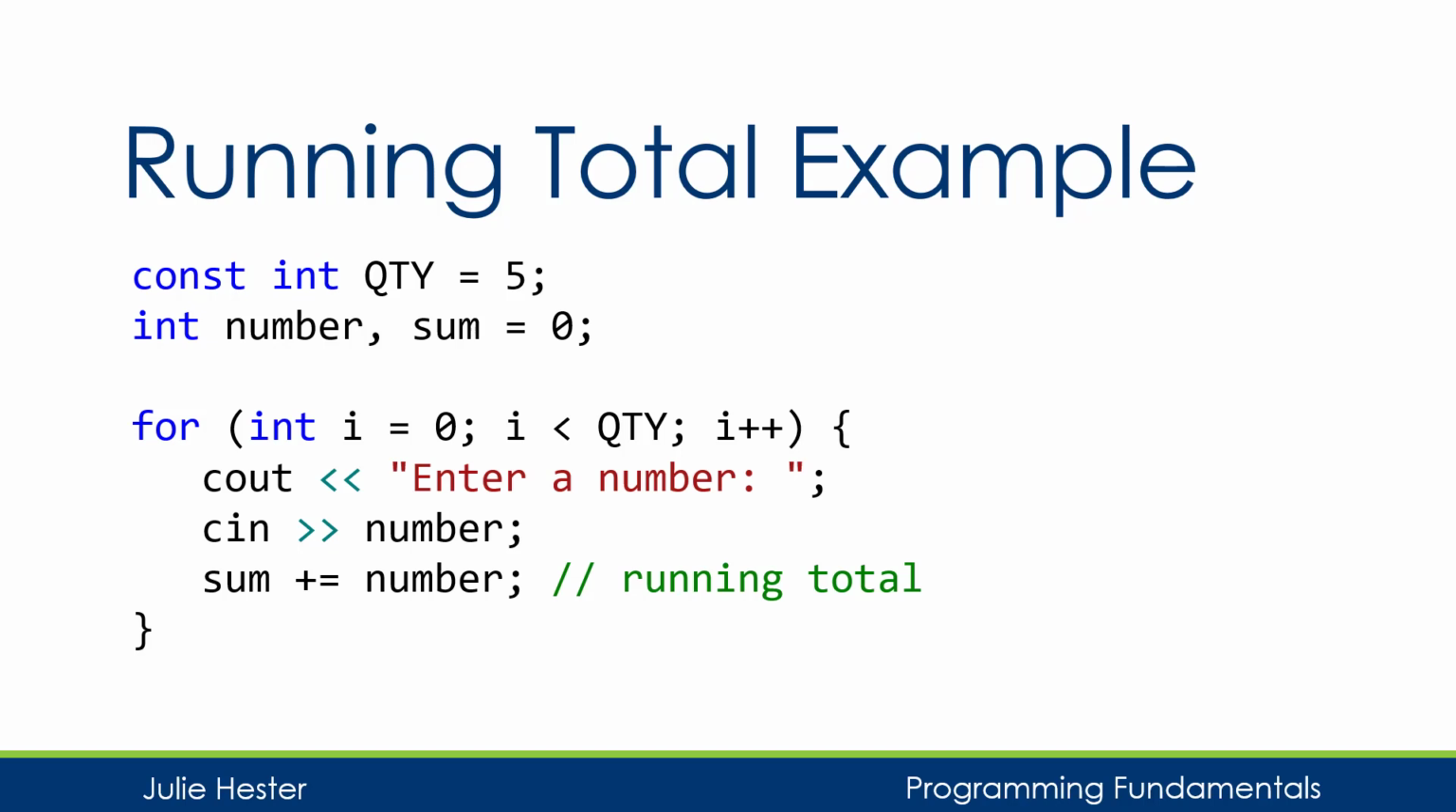Once I've gone through that loop 5 times and entered all 5 numbers, the test condition will no longer be true. I'll exit the loop, and now I can display the sum. So let's first build that in our program, and then we'll come back and add the code that we need to do the average calculation.